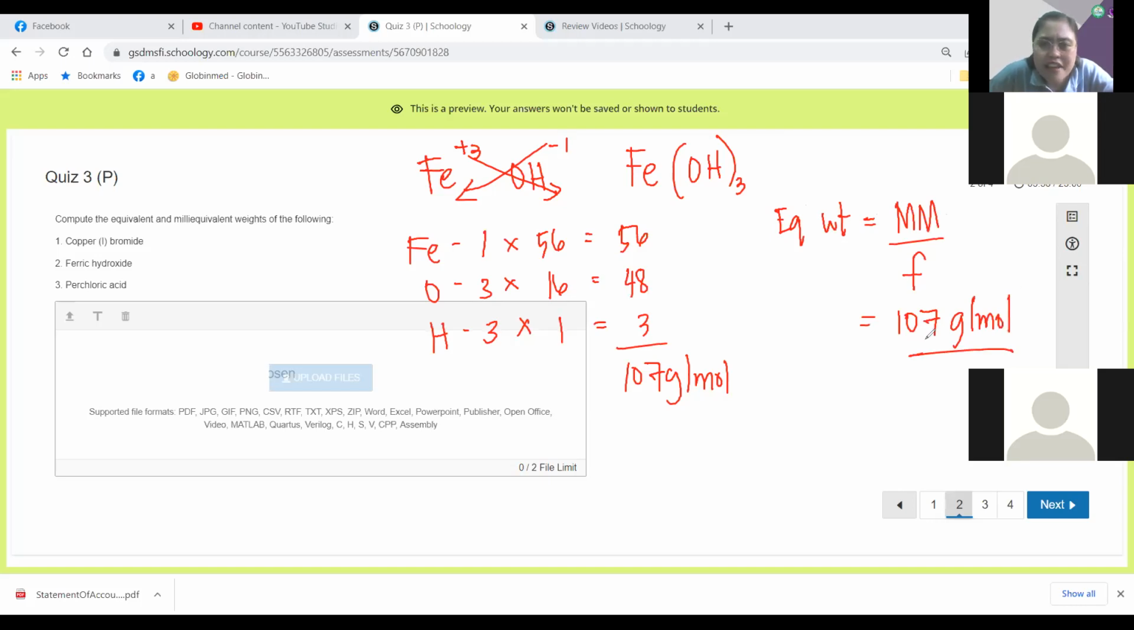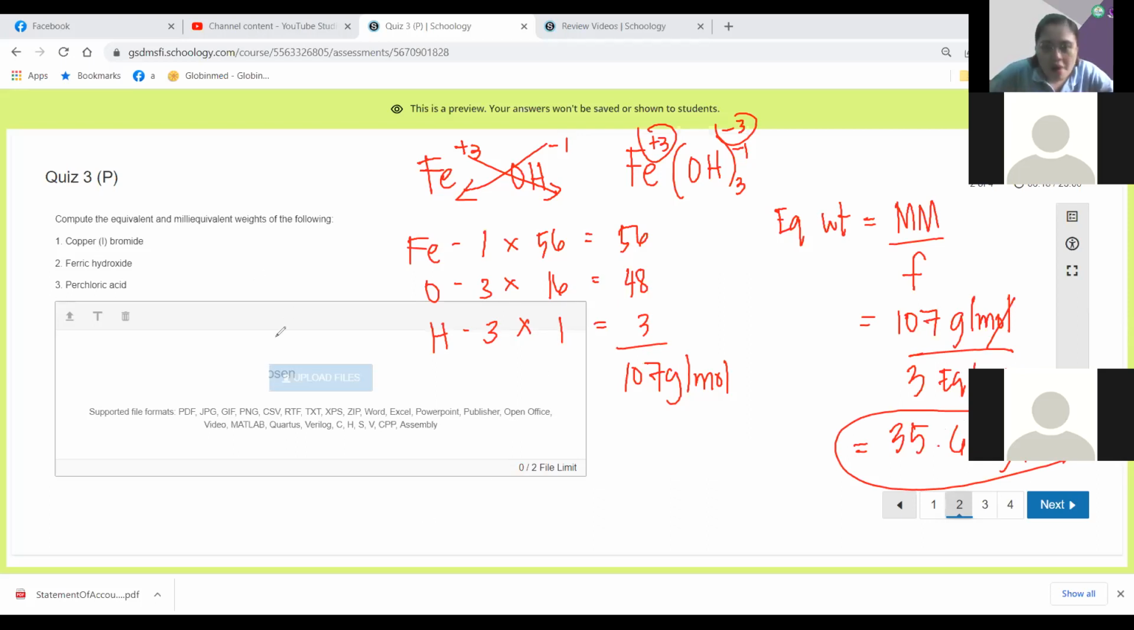What about our F here? Our Fe is positive 3, hydroxide is negative 1, but we need to multiply it by its subscript. 3 times negative 1 is negative 3. So definitely our F here is 3. So this is equivalent per mole. Cancel the mole. The correct answer here is 107 divided by 3. To 2 decimal places, 35.67 grams per equivalent. So this is the correct answer.